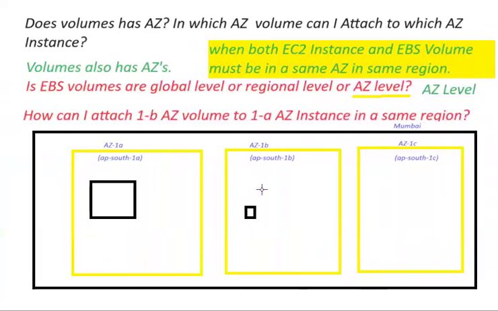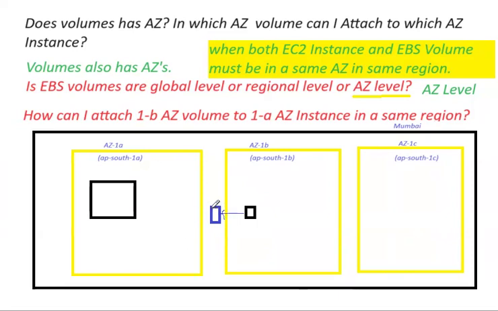Okay. Now let us move on with our problem. My volume is present in 1B. I want my volume in 1A. How can I get this, sir? You can get this by taking a snapshot. You just need to take a snapshot of this volume. Whenever you have taken the snapshot, it will be present at the regional level, right? Yes, it will be present at the regional level.